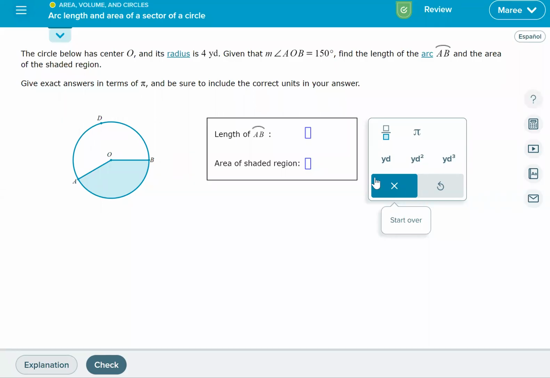This lesson is called arc length and area of the sector of a circle. The arc length is part of the circumference, so we need to find out how much of the circle is part of our arc. For instance, they say that measure angle AOB is 150 degrees. We want to find the length of arc AB and the area of the shaded region.